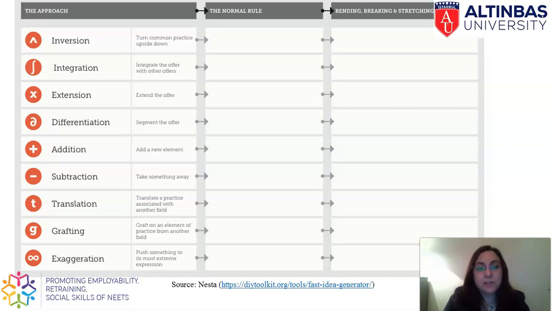The next approach that we're going to discuss is the addition approach. So you try to add a new element to the value that you offer. What can it be? It can be that when you're, for instance, purchasing a flight ticket, in addition to that, they may offer you a hotel room in the destination point. So this is the addition approach.